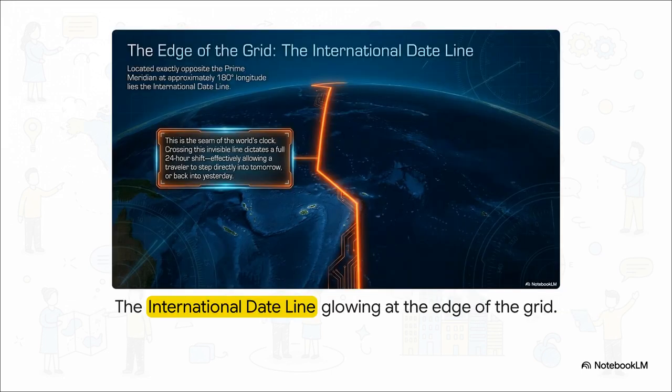And this finally brings us to the edge of the grid, the International Dateline. Located directly opposite the prime meridian at roughly 180 degrees longitude, this invisible line zigzagging over the Pacific Ocean is the literal seam of the world's clock. Crossing it dictates a full 24-hour shift. Stepping across it effectively allows a traveler to step directly into tomorrow or jump right back into yesterday. It is quite literally geography functioning as a time machine.